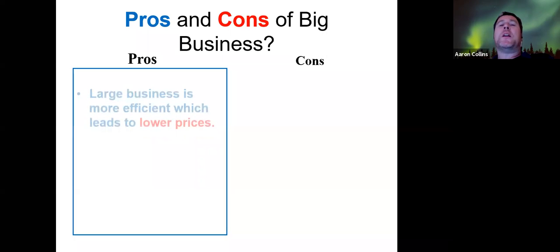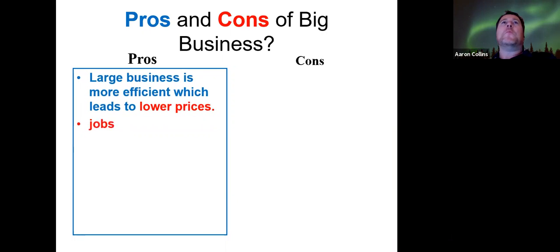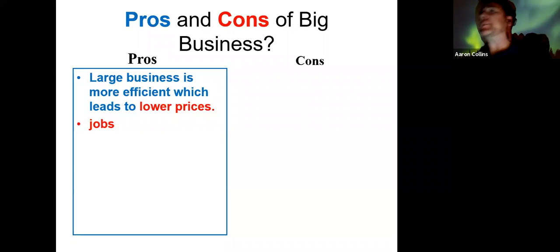Okay, this is important and I need you to write this down. So think about what is good about big business and what is bad about big business. Because the Gilded Age is about big business like Carnegie and Standard Oil, okay? Big businesses are more efficient, so they lead to lower prices.